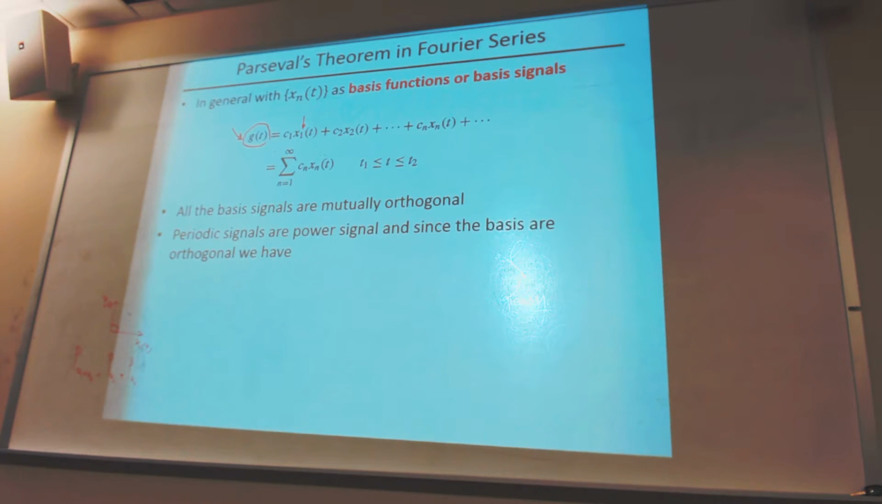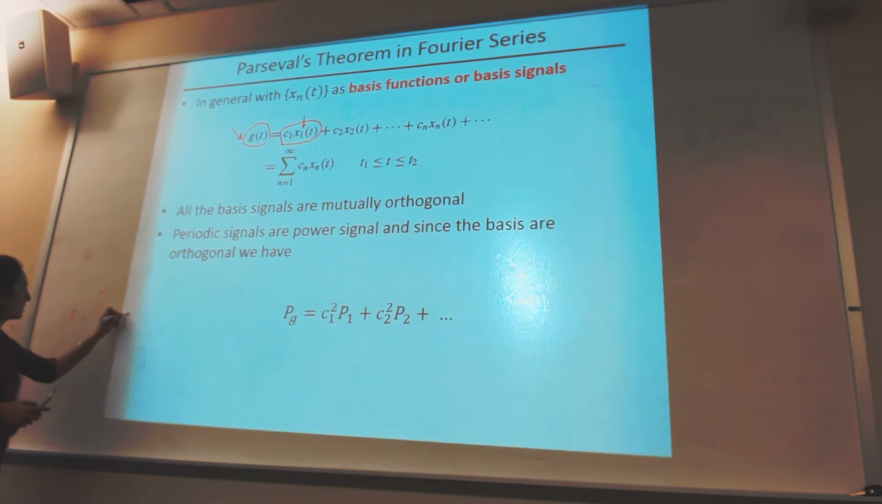Okay, so now if the power of x1 is P, and if I multiply by some constant, what happens to the power? If I double the signal, what happens to the power? The power is going to be double. Yeah, it's multiplied by 4. Because remember, when you are finding the power, it was the integral of g(t) squared. So if I double this, the whole thing is going to be multiplied by 4.